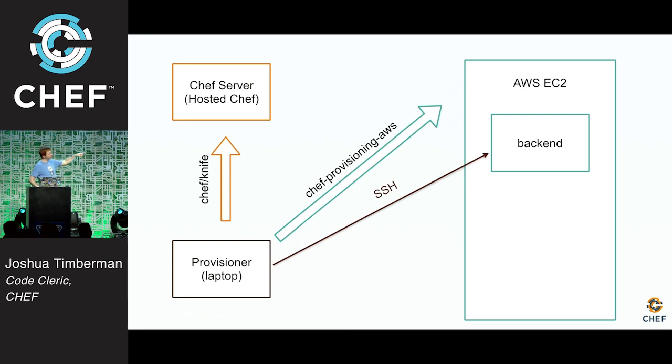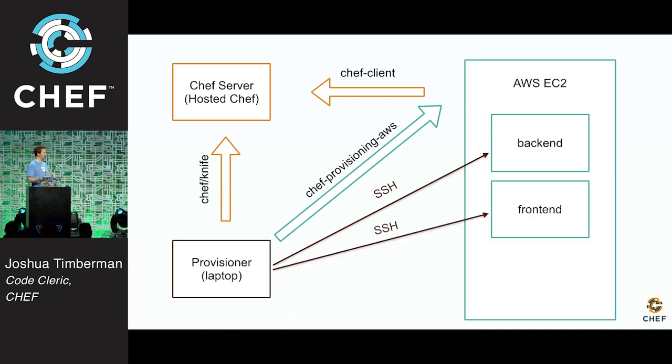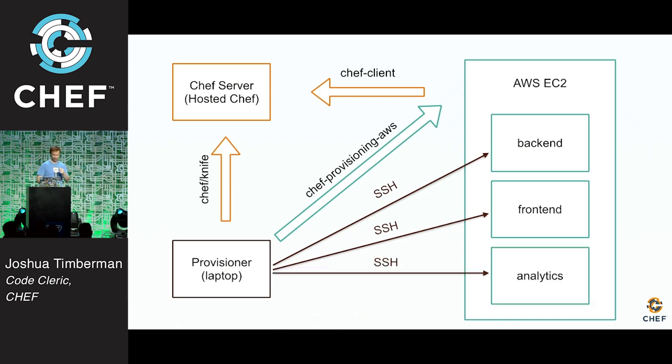Then when I can SSH to that node, it will download and install Chef Client using the omnibus install of Chef, and then run Chef Client, which will talk to its Chef server to download its cookbooks and converge the node. When that's done, I'll have a bootstrapped backend, and it will do the same thing for the front end, and then the same thing for the analytics node.